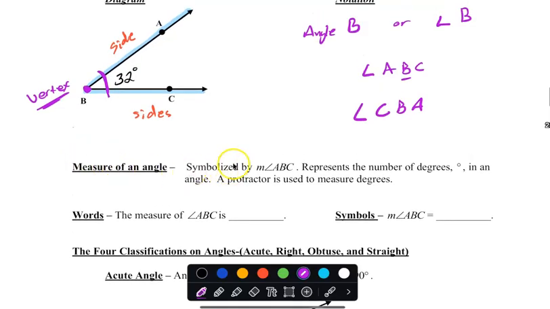The measure of an angle. If you see this symbol, the M before that means they want to know the measure of it. Like how big is that angle? We're going to represent that in degrees with the little degree sign.